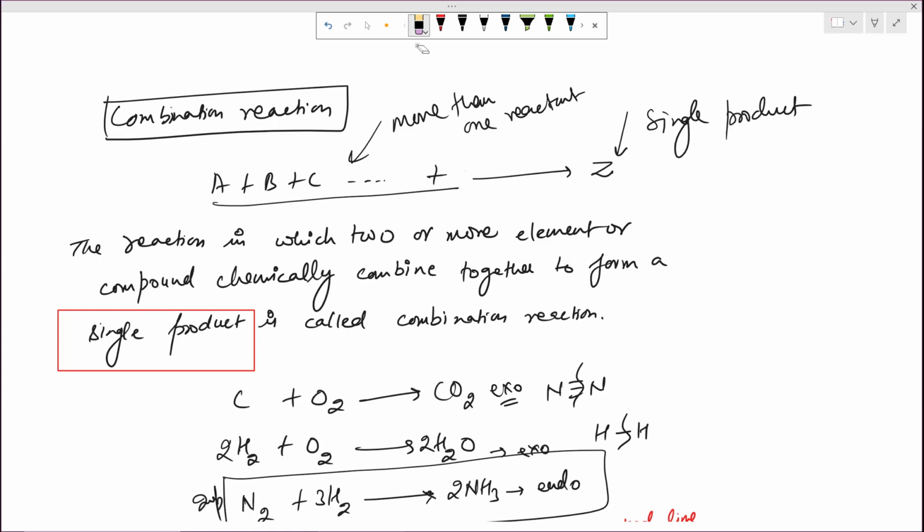Sir, we have to do a combination reaction. Yes. Okay. Note it down. Done.